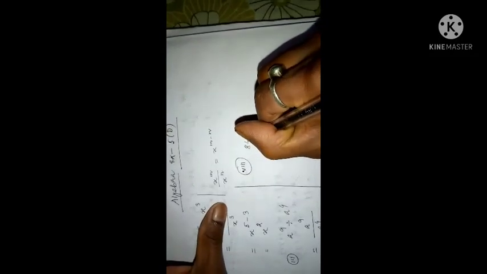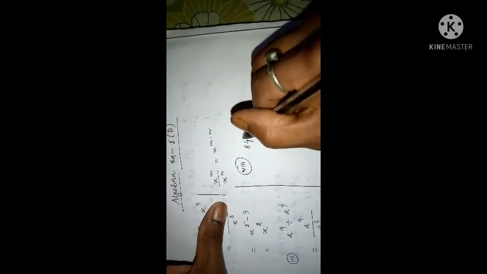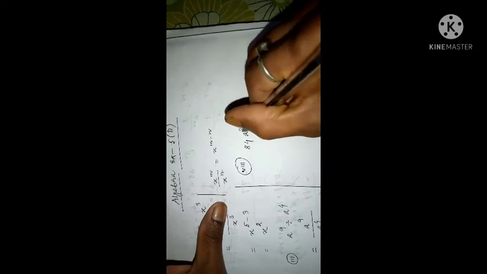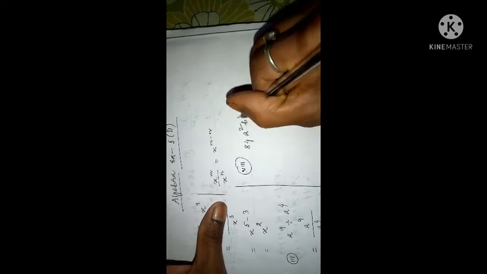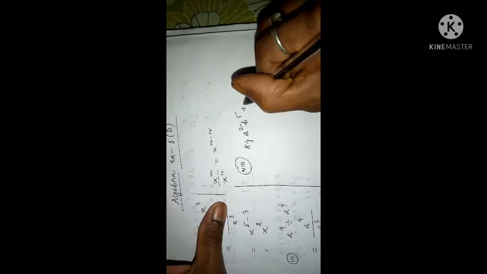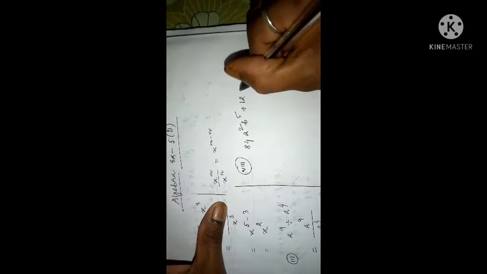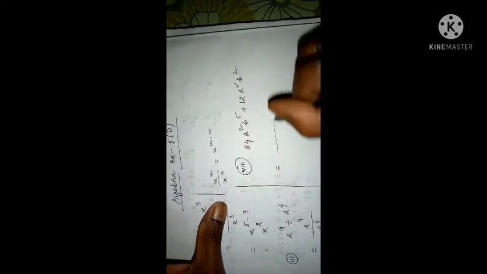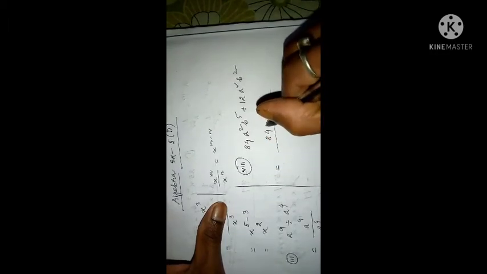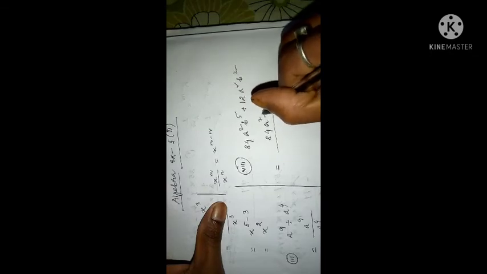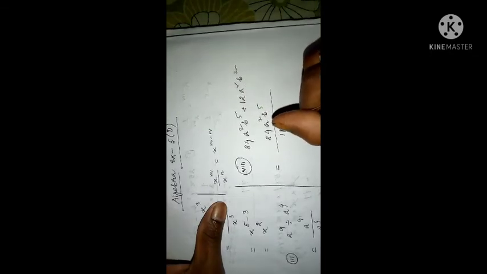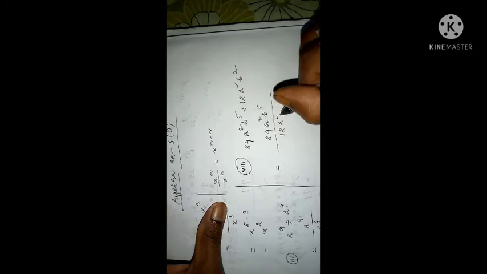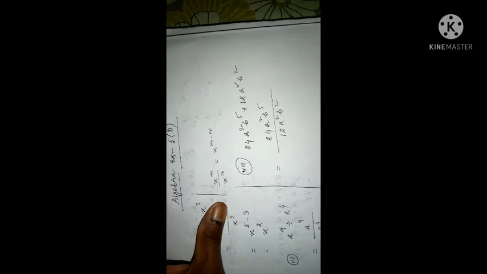Then we'll solve our eighth question. The eighth question is given as 84 a square b to the power 5 divided by 12 a square b square. Okay, so you write like this: 84 a square b to the power 5, over 12 a square, and then b square.